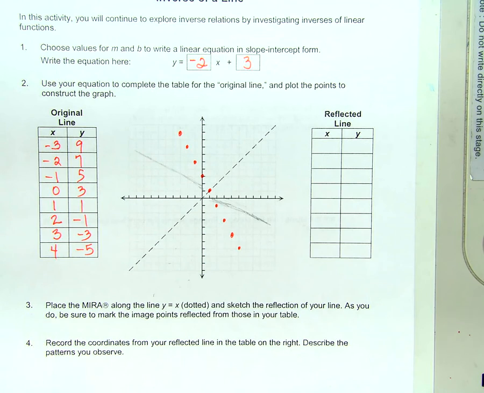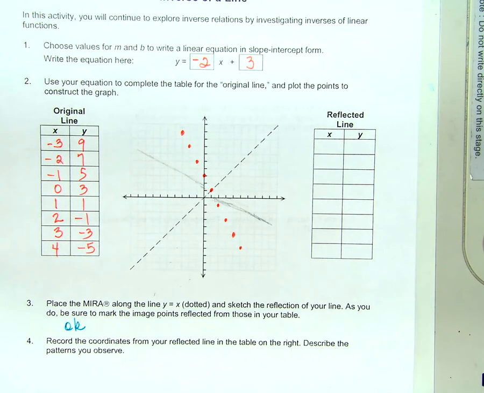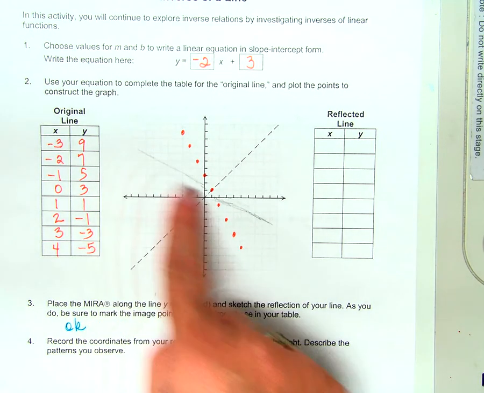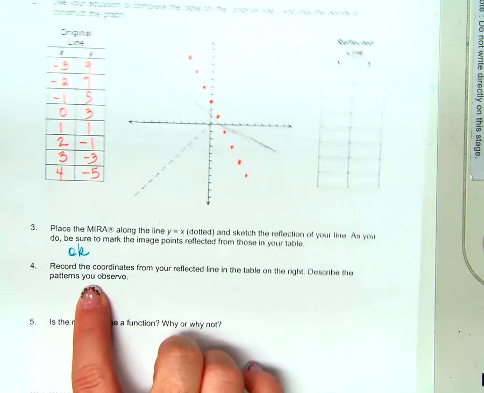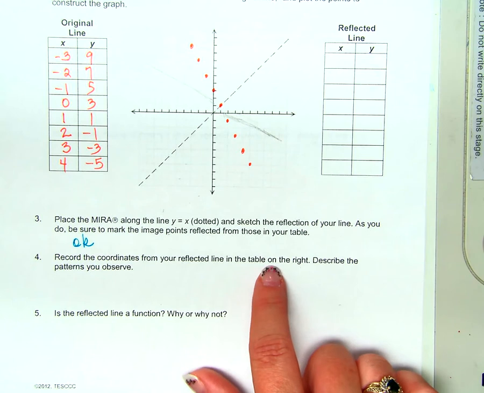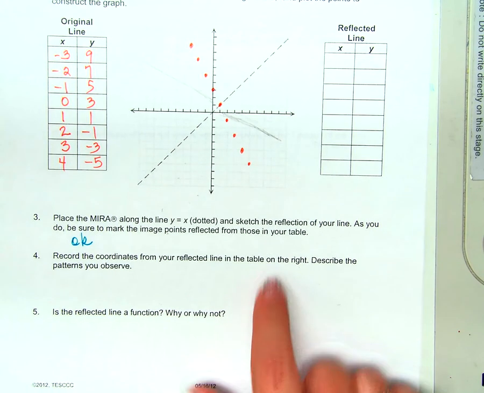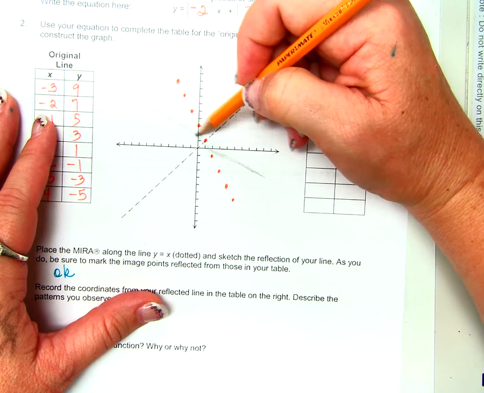So how are we going to answer number 3? We'll come back to the line we've just drawn in just a second. Right now we're on number 4. Number 4 says record the coordinates from your reflected line in the table on the right. So that means I got to straighten my line up just a little bit.